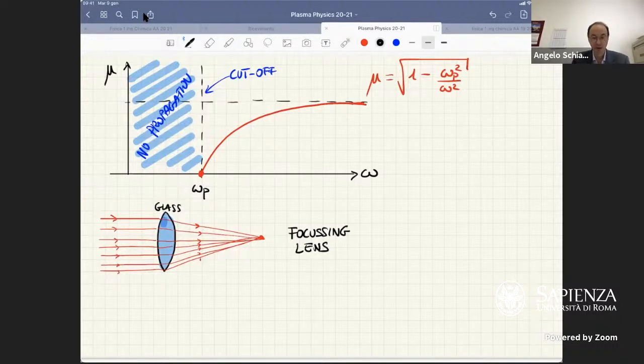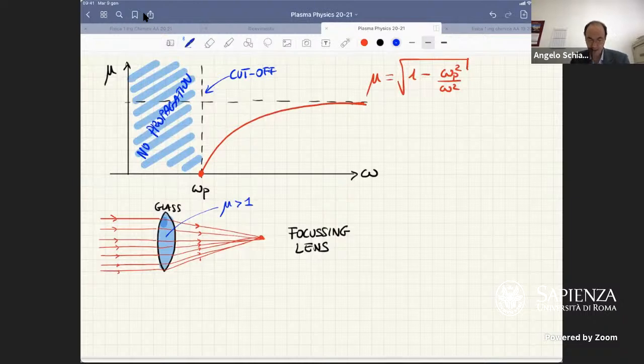Okay, and the properties of glass, if you remember the refractive index of a glass, for instance, of Pyrex or a typical glass, has mu, which is larger than 1, 1.2, 1.5, depending on the glass. So it's larger than 1, and you get the focusing behavior.